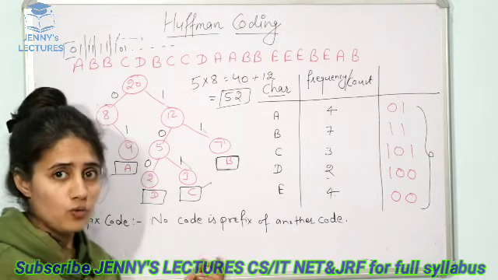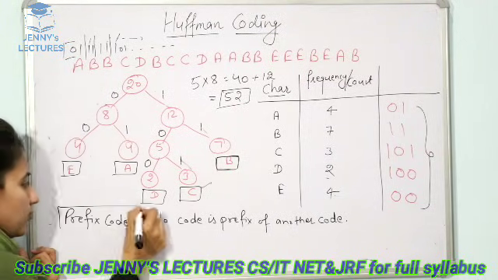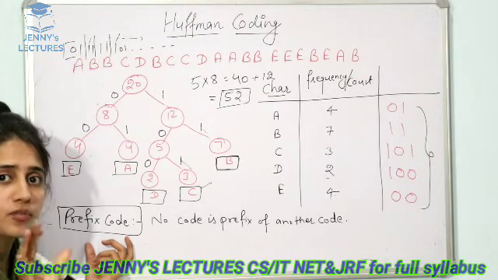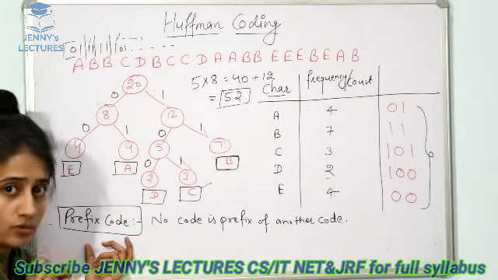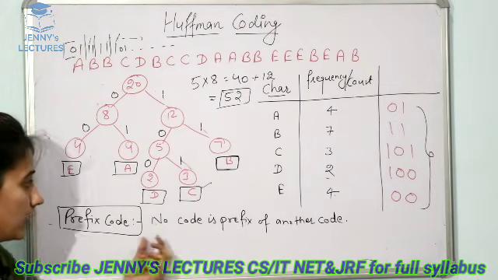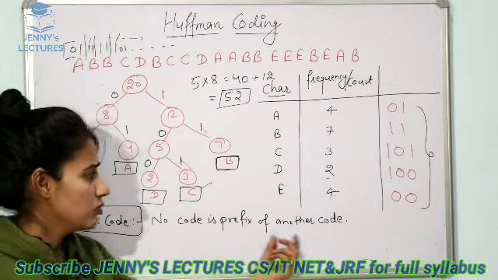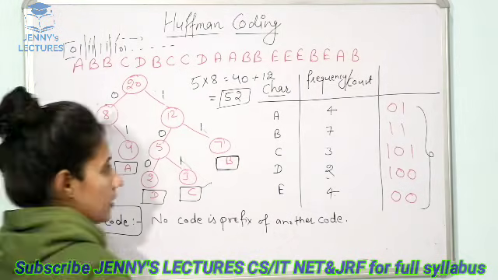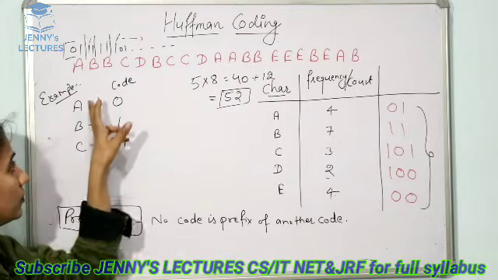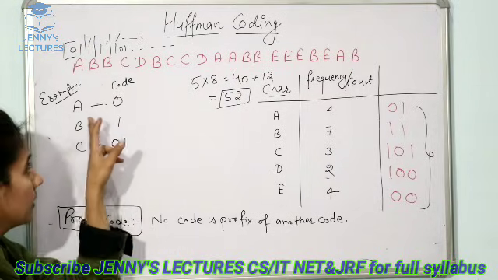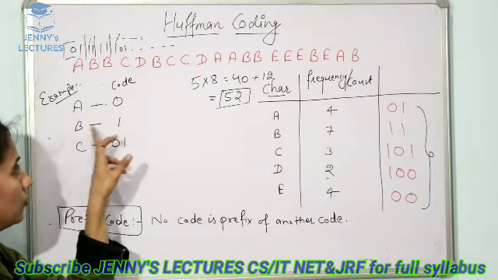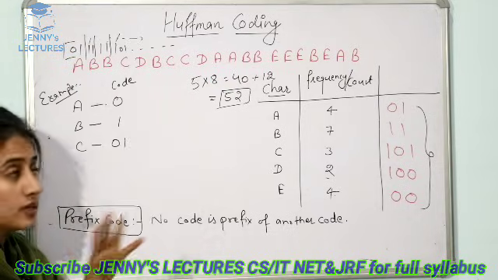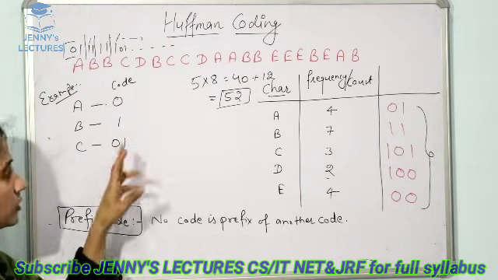Now see, I have told you one funda, that is prefix code, that Huffman coding works on the technique that is prefix code. What is the prefix code rule, you can say? It says no code is a prefix of another code. Let us take a simple example, then you will get it. In the example we have only 3 characters, and the codes for these characters are: for A it's 0, for B it's 1, for C it's 0 1.